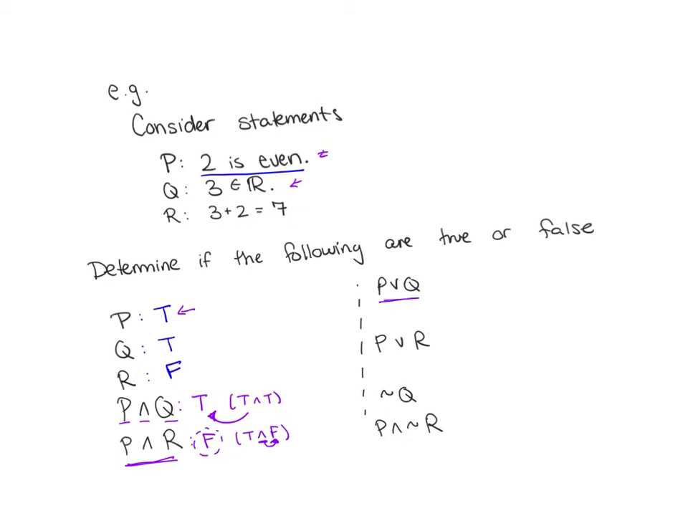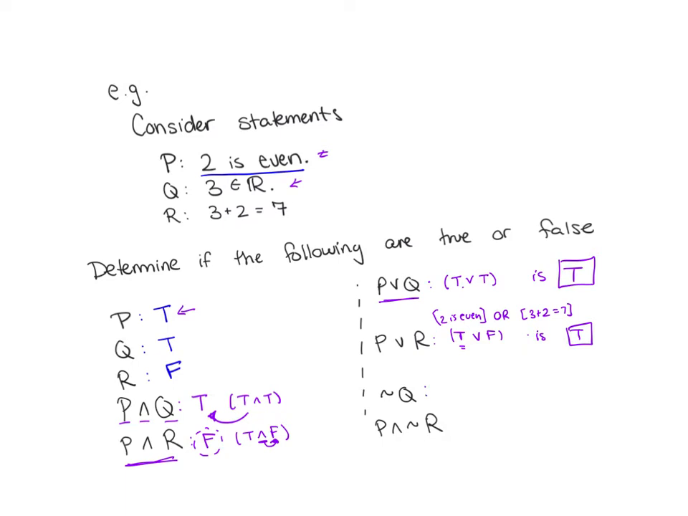P or Q, right? P is true, Q is true. So true or true, that's going to be true. P or R, so that's saying that 2 is even, or 3 plus 2 is 7. That's okay, right? That's going to be a true or a false. And as long as at least one of those is true, we get true.